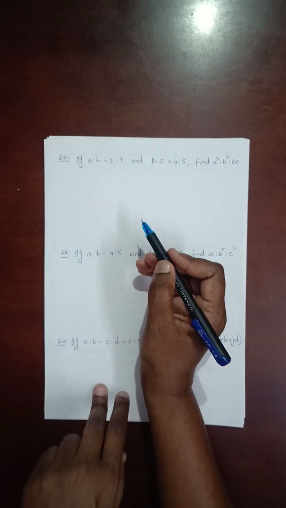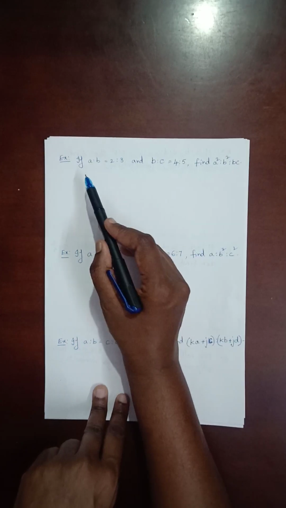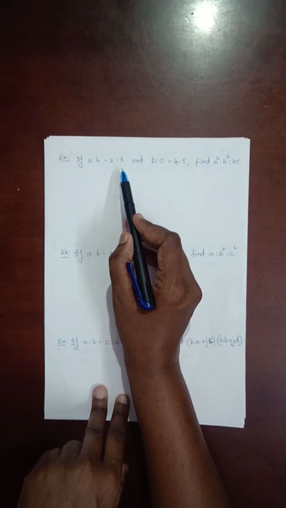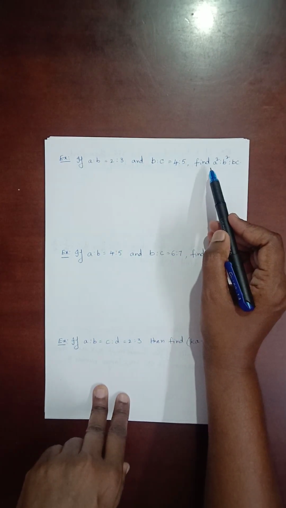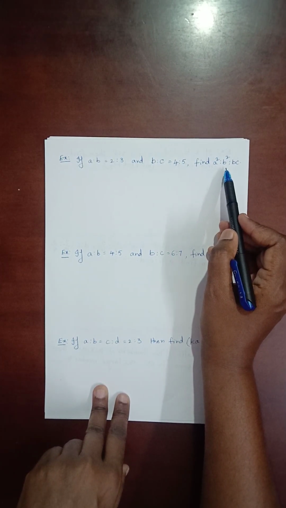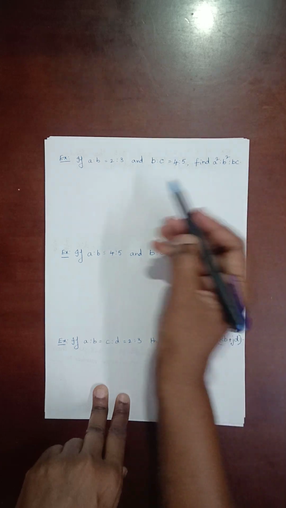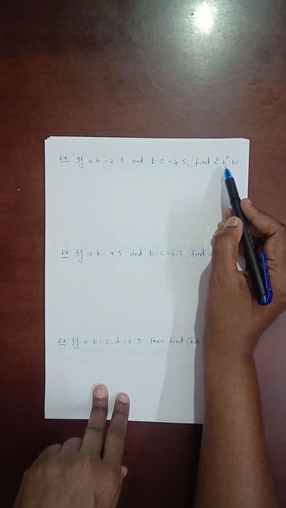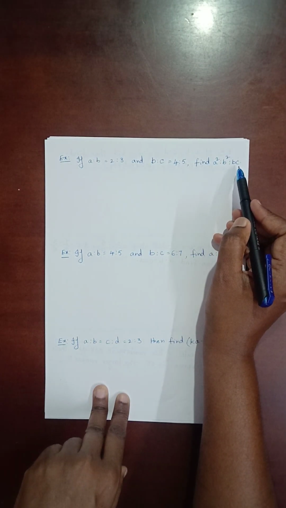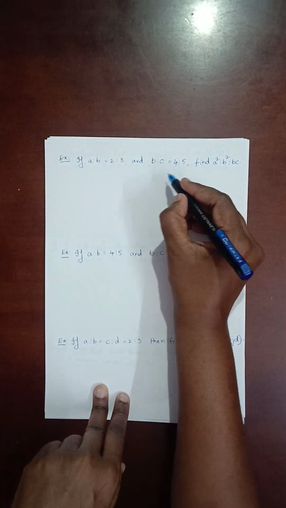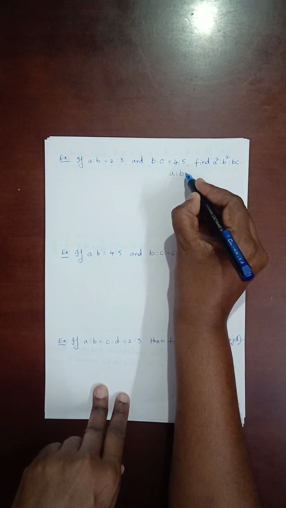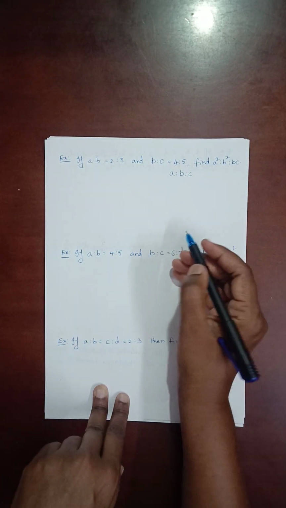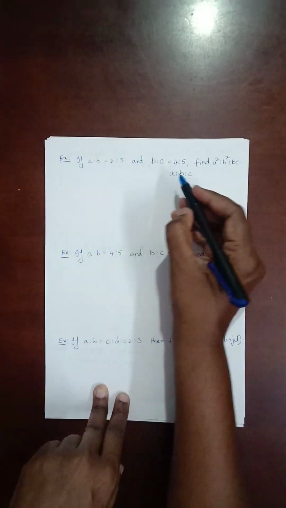Okay, today we see some more problems. If A is to B equal to 2 is to 3 and B is to C equal to 4 is to 5, find A square is to B square is to BC. To find A square is to B square is to BC, first we find out A is to B is to C.